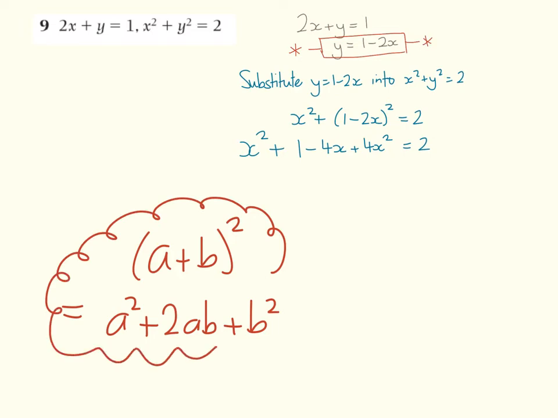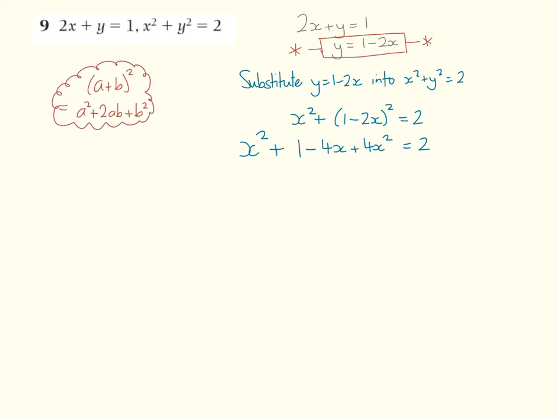But ultimately, if you don't remember that trick, all you would do in that line is write 1 minus 2x brackets, 1 minus 2x, and expand it the normal way. So now let's simplify this. I'm going to get 5x squared minus 4x. I'll bring the 2 across, so I'm going to have 1 take away 2, which gives us negative 1 equals 0.